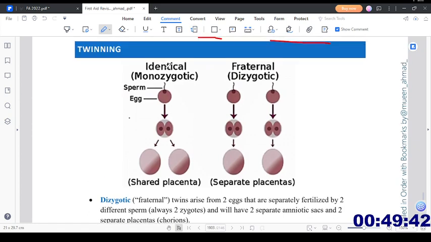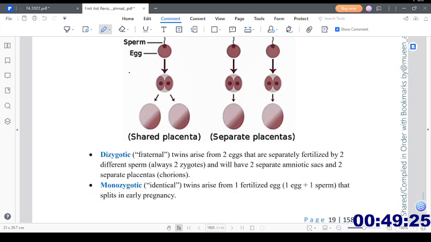So, twinning: identical or monozygotic twins, or fraternal or dizygotic twins. In the case of identical or monozygotic twins, there will be shared placentas, and both of them will have shared placentas.